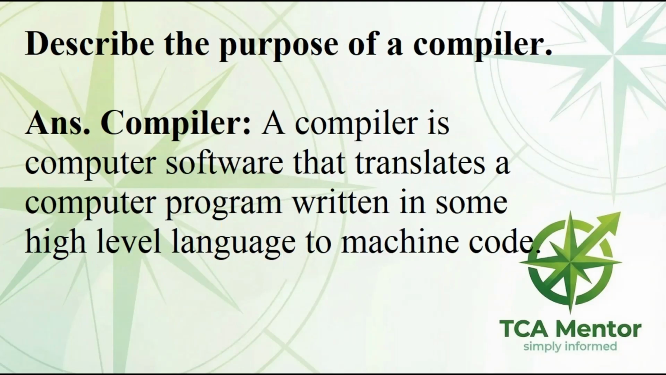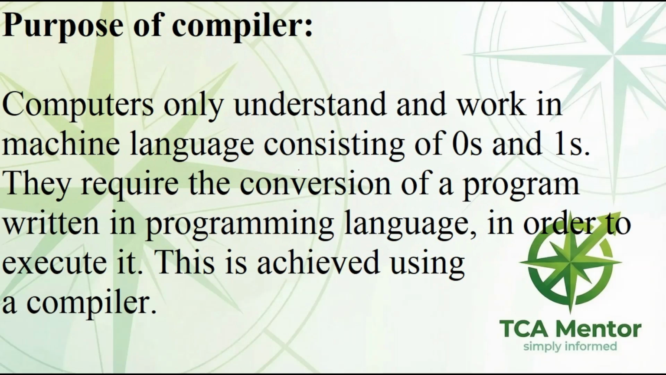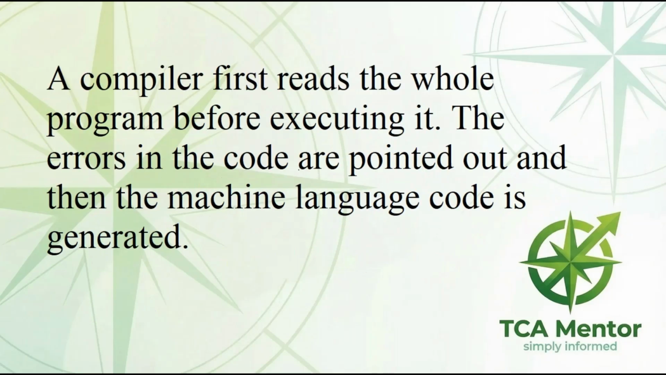Describe the purpose of a compiler. Answer, compiler. A compiler is computer software that translates computer program written in some high-level language to machine code. Purpose of compiler. Computers only understand and work in machine language consisting of zeros and ones. They require the conversion of a program written in programming language in order to execute it. This is achieved using a compiler. A compiler first reads the whole program before executing it. The errors in the code are pointed out, and then the machine language code is generated.